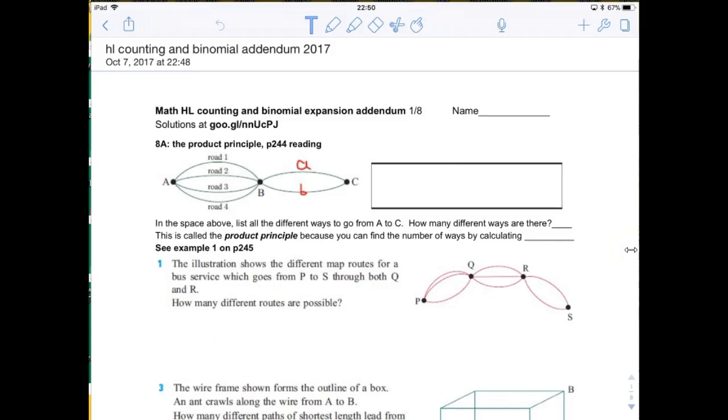HL counting and binomial addendum, page 1.